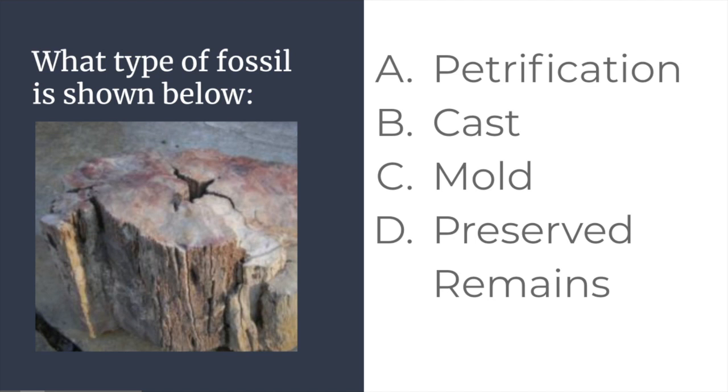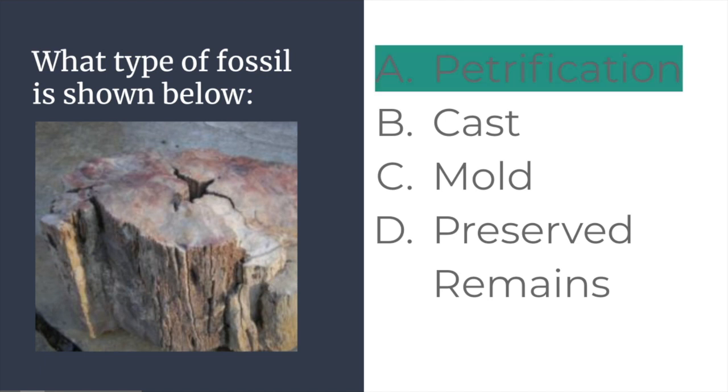Last one. What type of fossil is shown below? This looks like a tree trunk that was turned into a fossil rock. Is that petrification, cast, mold, or preserved remains? If you said petrification, that is correct. Petrification is when a tree gets hard and, with water and minerals, turns into a stone.